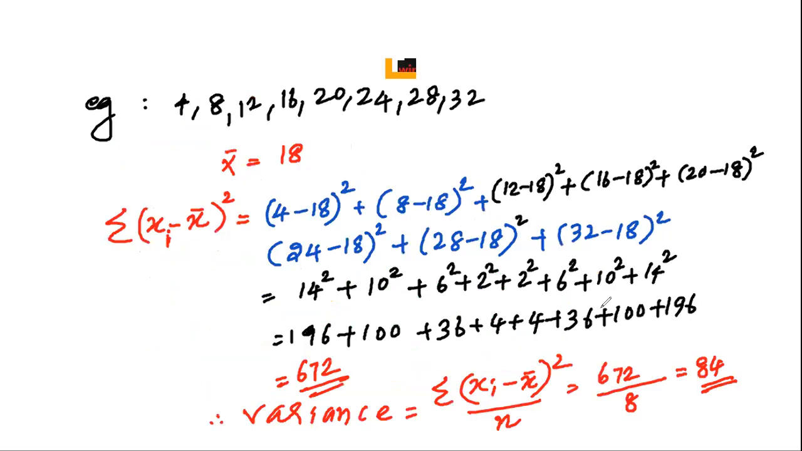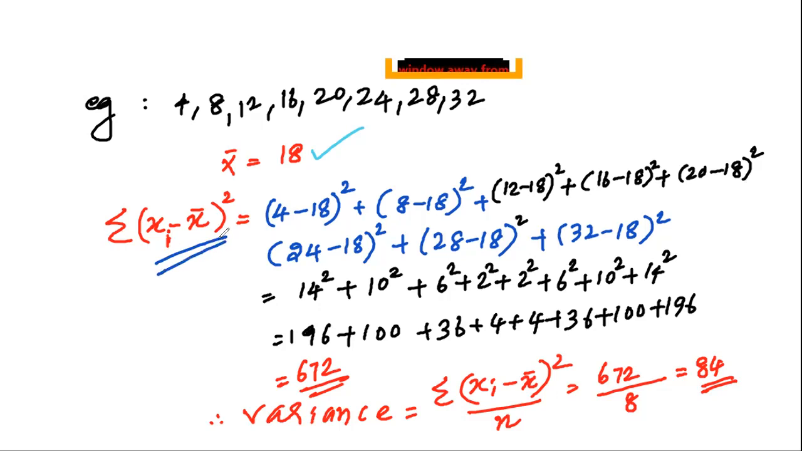Here some observations are there. You can see 4, 8, 12, 16, 20, 24, 28, 32, etc. I think you know how to find the mean. Directly, I'm writing here the mean value, which is equal to 18. I hope if you are given ungrouped data, you know how to find the mean. So the mean is equal to 18 here.